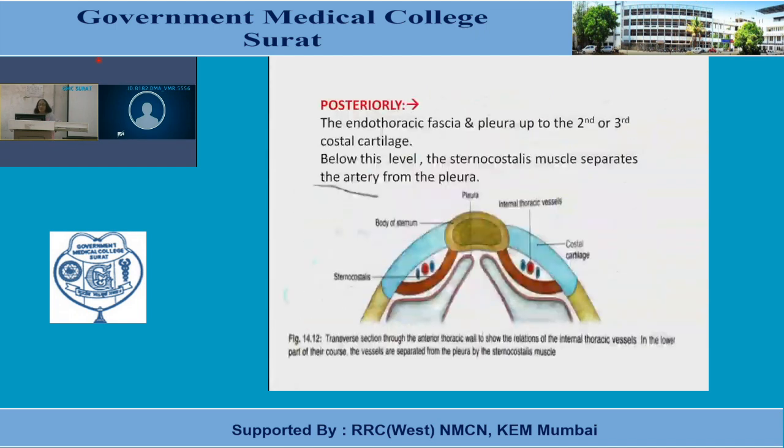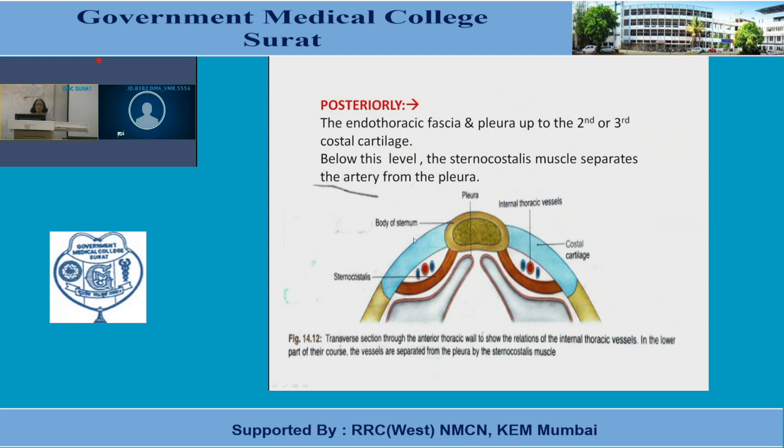Now what are the posterior relations of the internal thoracic artery? The endothoracic fascia and pleura up to the 2nd or 3rd costal cartilage. Below this level the sternocostalis, a part of the transversus thoracis muscle, separates the artery from the pleura. In the given diagram, the transverse section through the anterior thoracic wall shows the relations of the internal thoracic vessels. In the lower part of the course the vessels are separated from the pleura by the sternocostalis muscle.